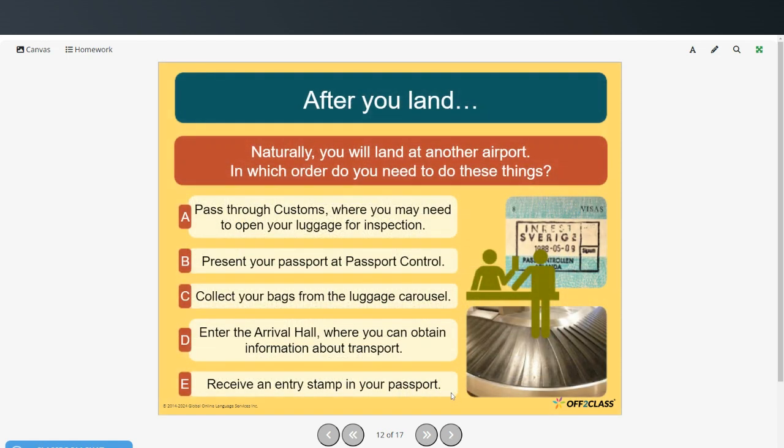So naturally, you will land at another airport, and in which order will you need to do these things? So again, you can pause the video and write down your answers, and then restart when you're ready to check.